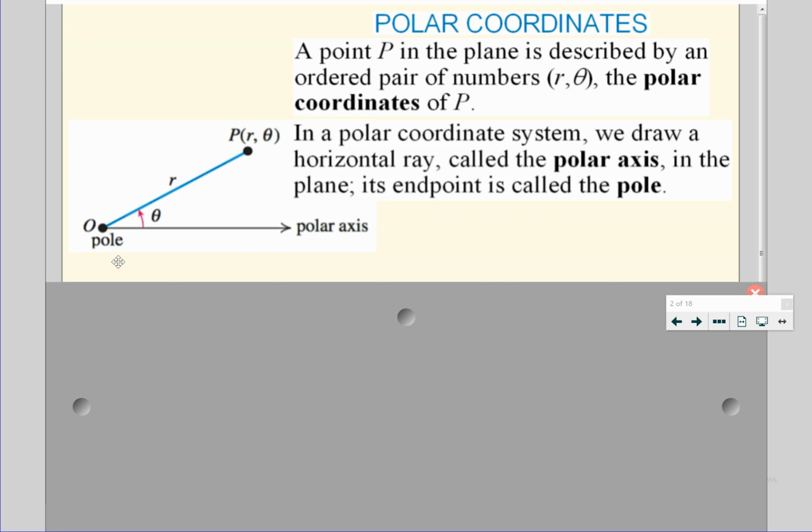We have a few new names for things now. Instead of an origin, it's called a pole. And instead of an x-axis, it's called a polar axis. So that's a good little picture to draw, that little angle there. Okay, so the point (R, theta) are the coordinates now. Instead of an X and a Y, you have an R, radius of the circle, distance to the origin, and theta. And instead of an origin, you have a pole. And instead of an x-axis, you have a polar axis.